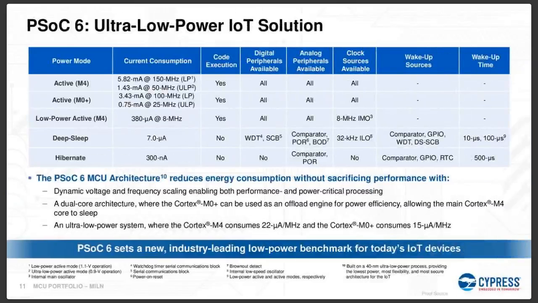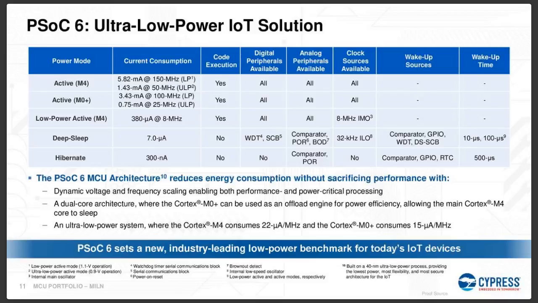We talked about power being a big thing, and here's why power is low inside PSoC 6. We have dual core, the M4 and the M0, and these processors are capable of running independent of each other. Not only can they run independent of each other, they can also be put into different sleep modes. So, for instance, you can run the M4 while the M0 is asleep, or vice versa, if you need to save on power consumption.